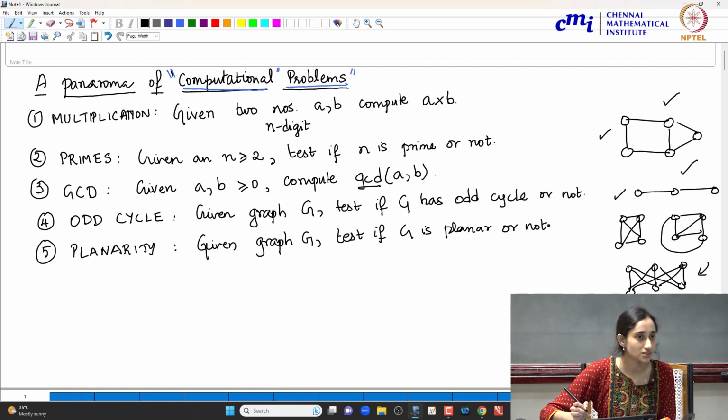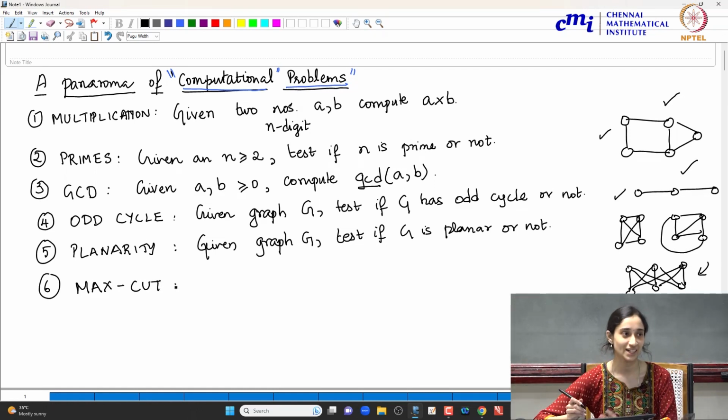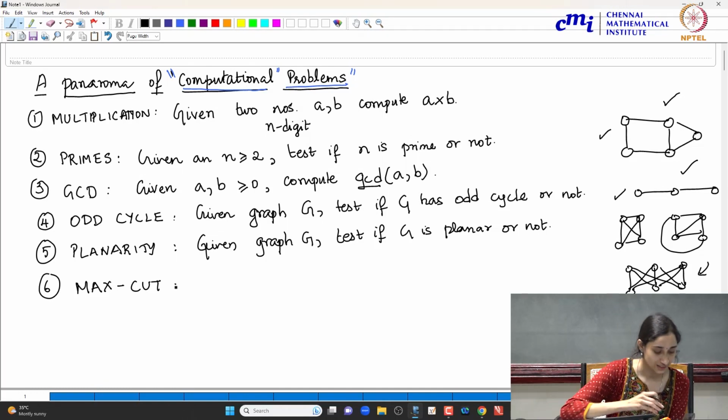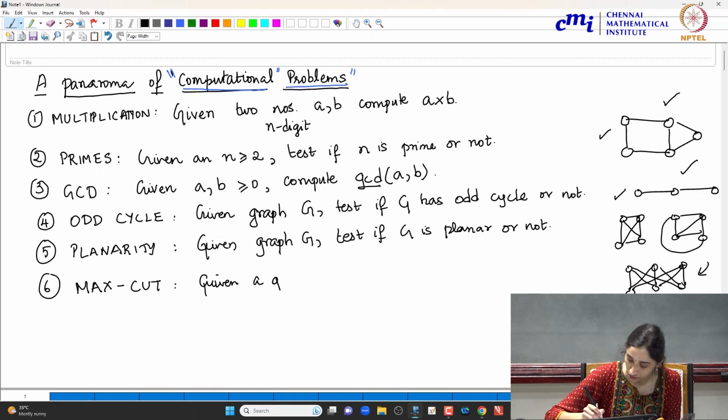Okay, is this okay? So the problems are in the order of increasing difficulty, for whatever that means. Right? We'll try to see what is difficult, and is it difficult for humans or computers and so on. Okay. So here again this is a problem where the input is a graph. So you are given a graph G.